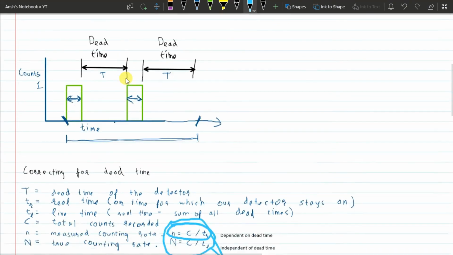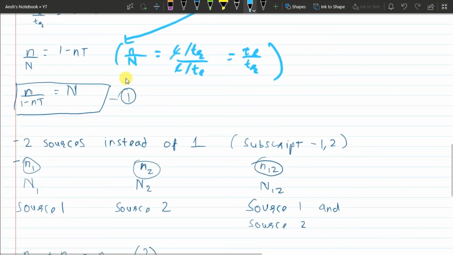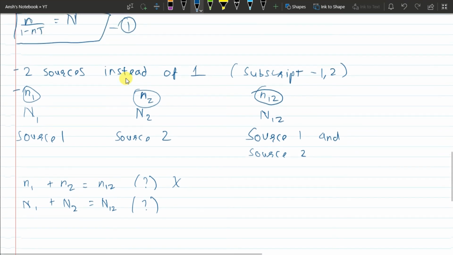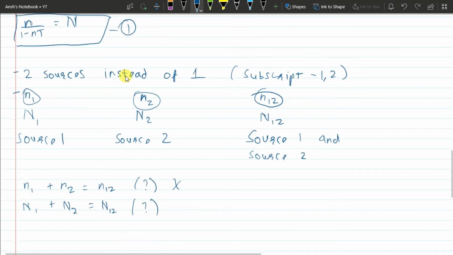And so we cannot really use the first relation right here, because the dead time will not let both the sources, sorry, let me rephrase this. The sum of the measured counting rates won't add up directly since we'll have dead times coming in. So we'll explore the second relation, which is capital N1 plus capital N2 equals capital N12.